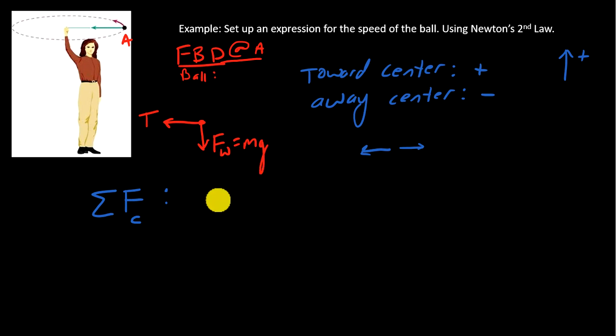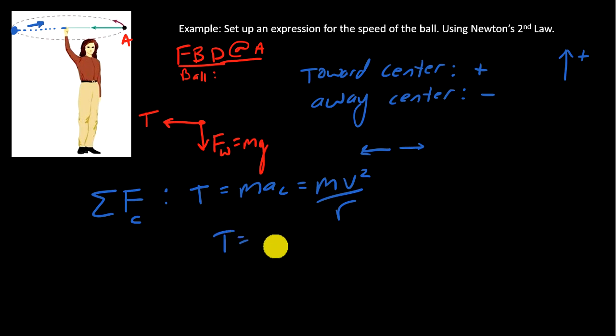There's only one force, and that's tension. Tension is always acting toward the center, even when the ball's over here. Because when the ball's over here, tension must act this way, towards the center. So that will always be positive. I don't have any other forces. That's equal to m a_c. And I know that a_c is v squared over r. So here's my equation. T equals mv squared over r.